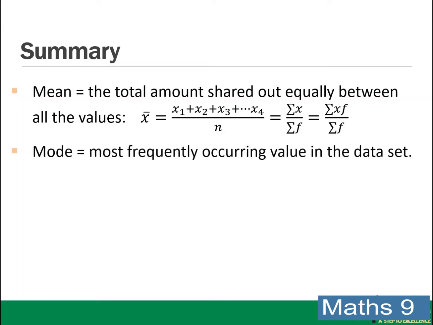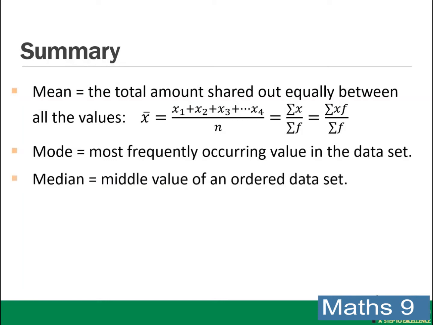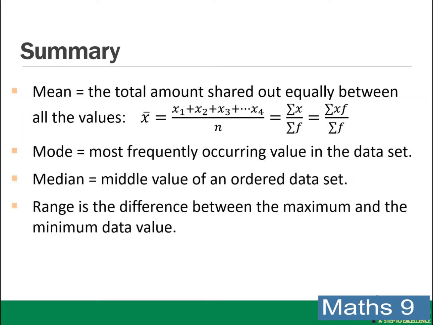The mode is the most frequently occurring value in the data set. The median is the middle value of an ordered data set. The range is the difference between the maximum and the minimum data value.